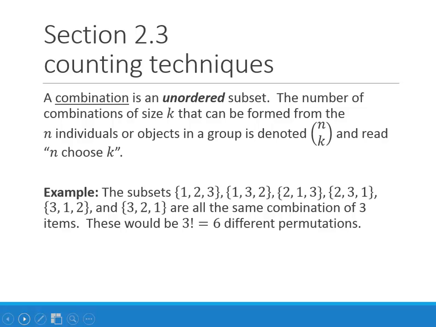So now I don't care what order they go in. I'm just thinking about how many ways I can choose k out of a larger group of n. So permutation order matters, combination order does not matter. These are unordered subsets. And our notation will change slightly. We're going to put n k inside parentheses. Make sure to not put, it's not a fraction, so don't put a little fraction bar in there. But that's going to be our notation for a combination.